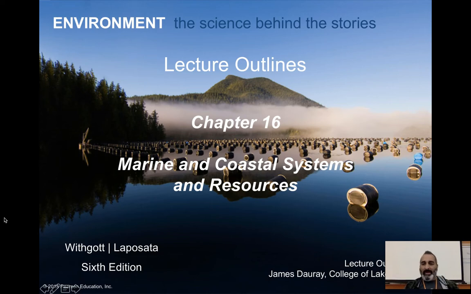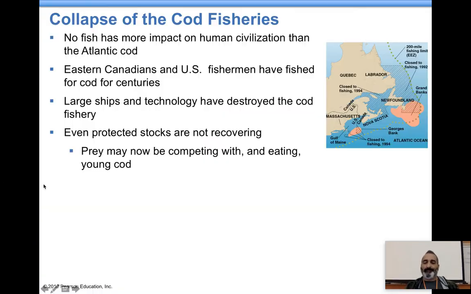So welcome to AP Environmental Science, Chapter 16. This is the chapter on the oceans, basically, marine ecosystems. Let's begin. Your central case in your book talks about the collapse of the cod fisheries in the northeastern United States and Canada. Well, what happened?